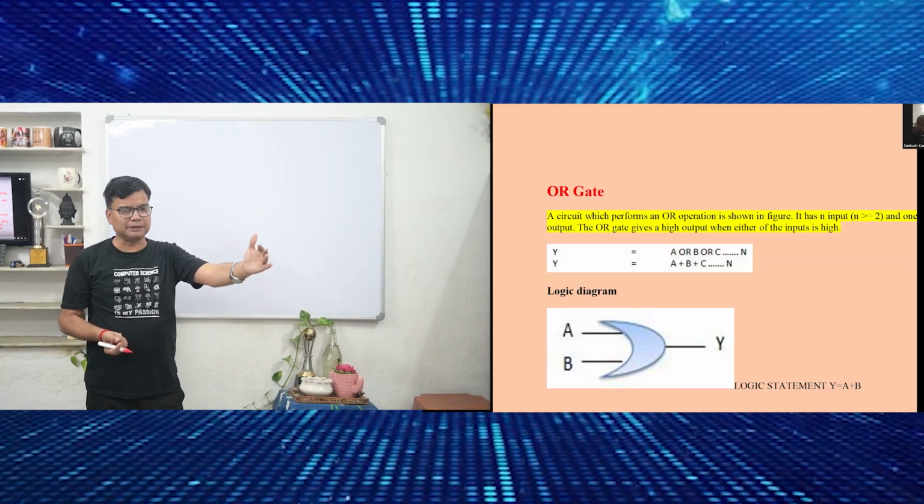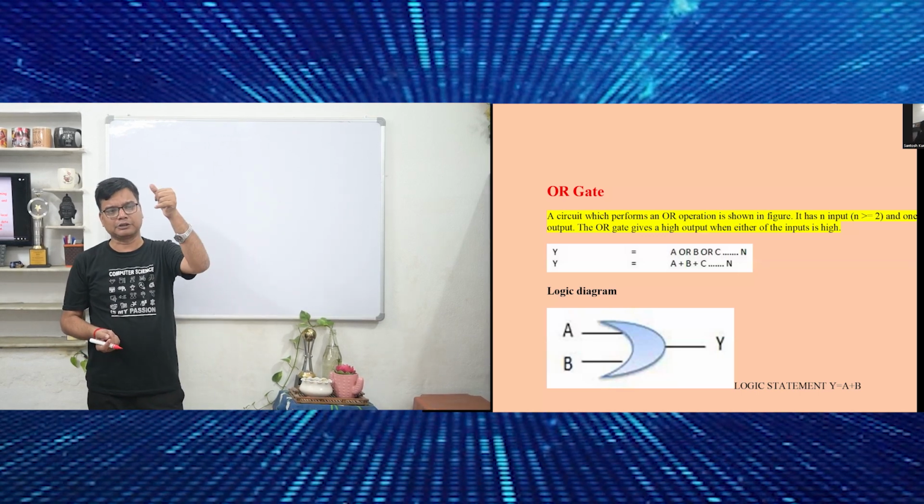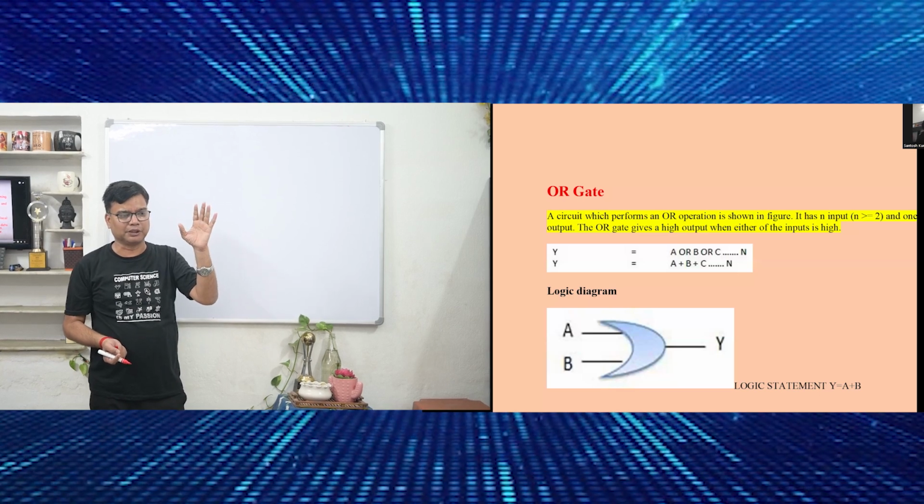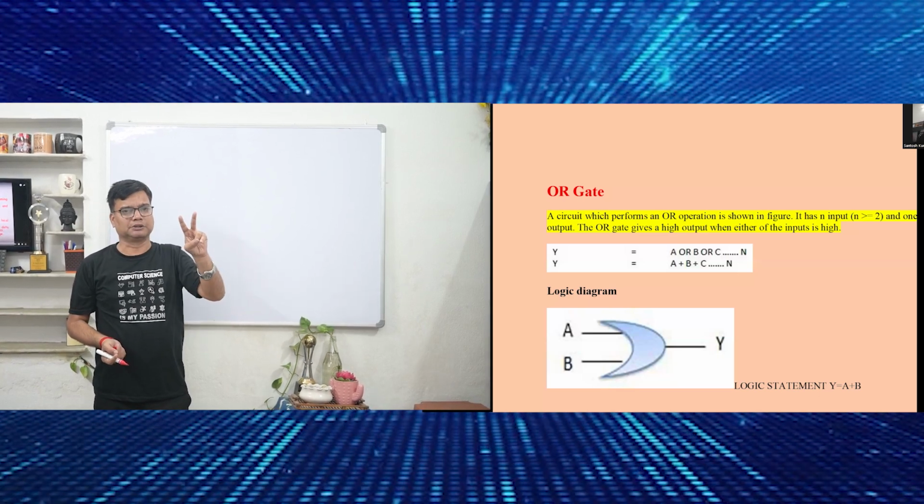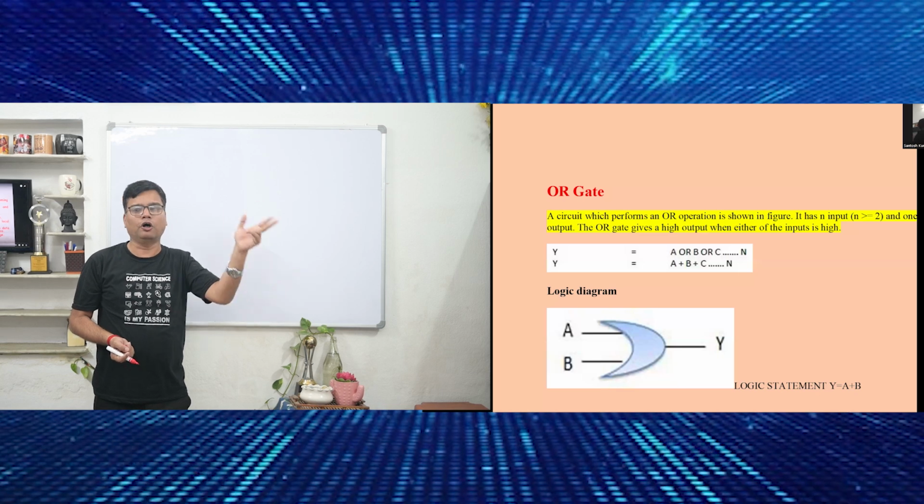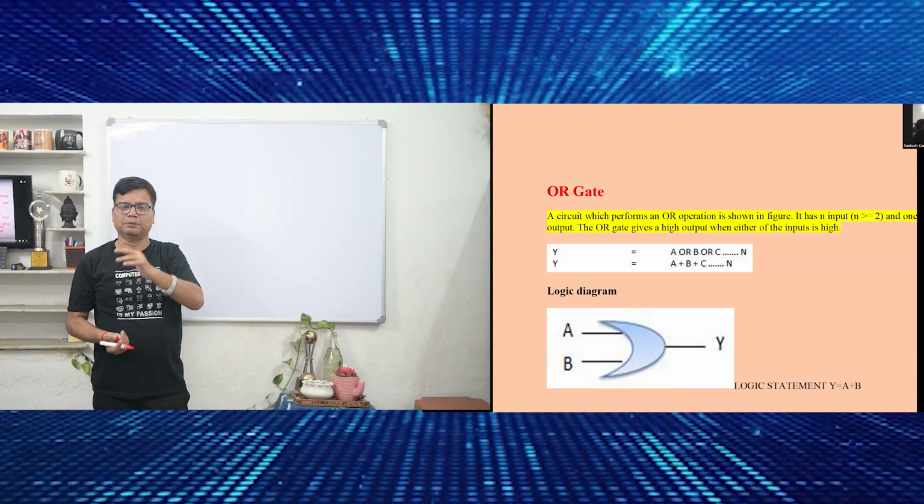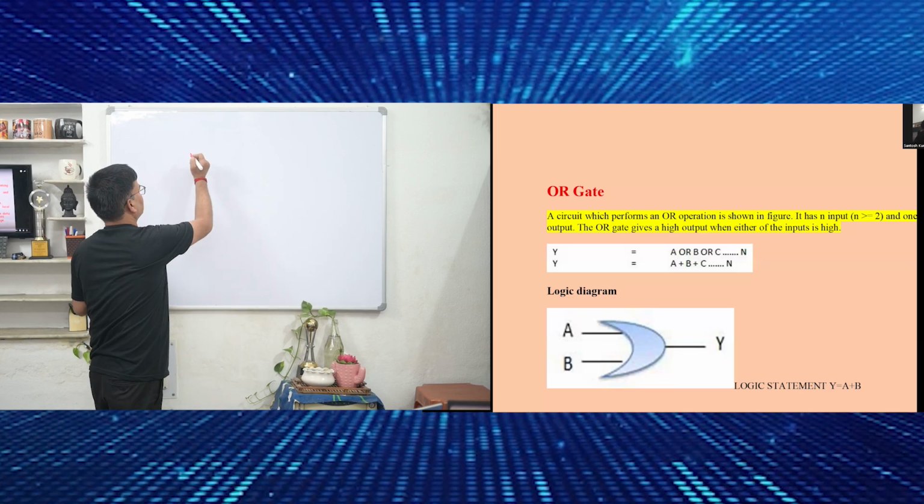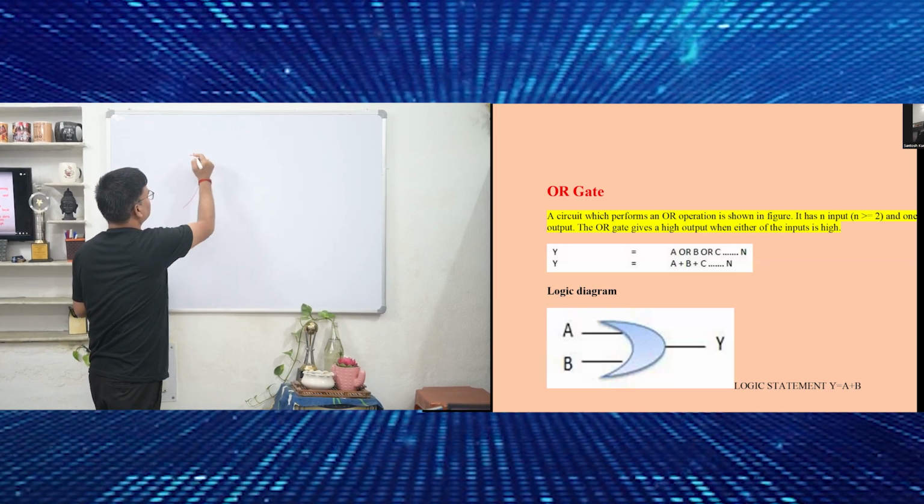So even if the child is getting 75% and he has got a gold medal for his state, he will be eligible for the admission. So either of these, either he is good in sports or he is good in academics, he will be rewarded for that. So OR gate, if any of the inputs is high.